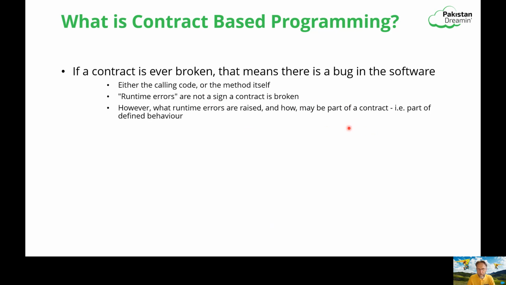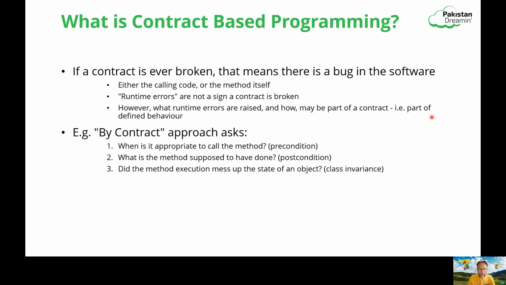However, it may still be part of a contract to raise a certain type of exception or handle an error in a certain way. So you still may want to define, or most certainly will want to define, the error handling as part of your contract, because that's part of how it interacts with the outside world and part of the defined behavior.